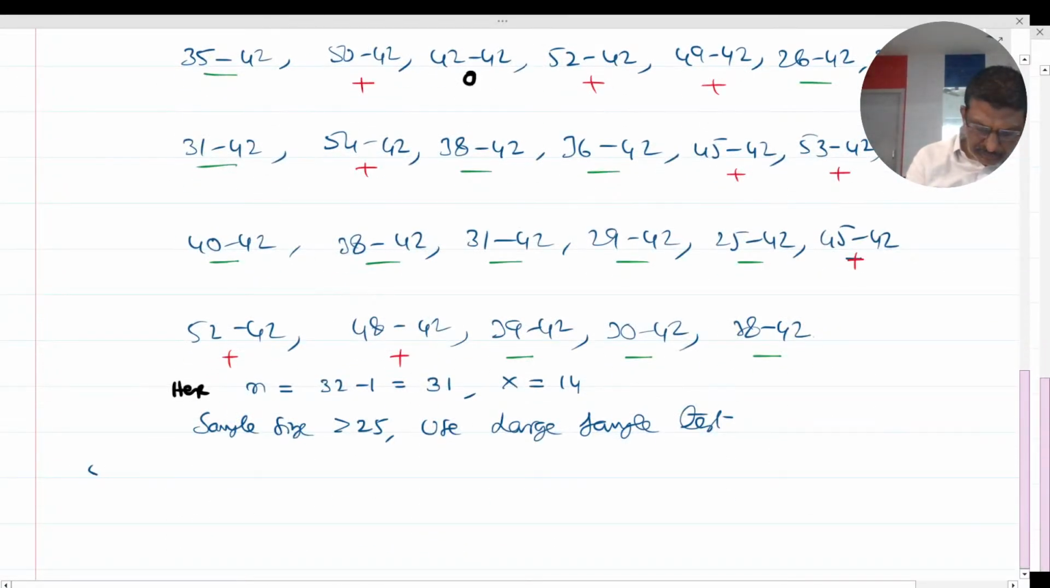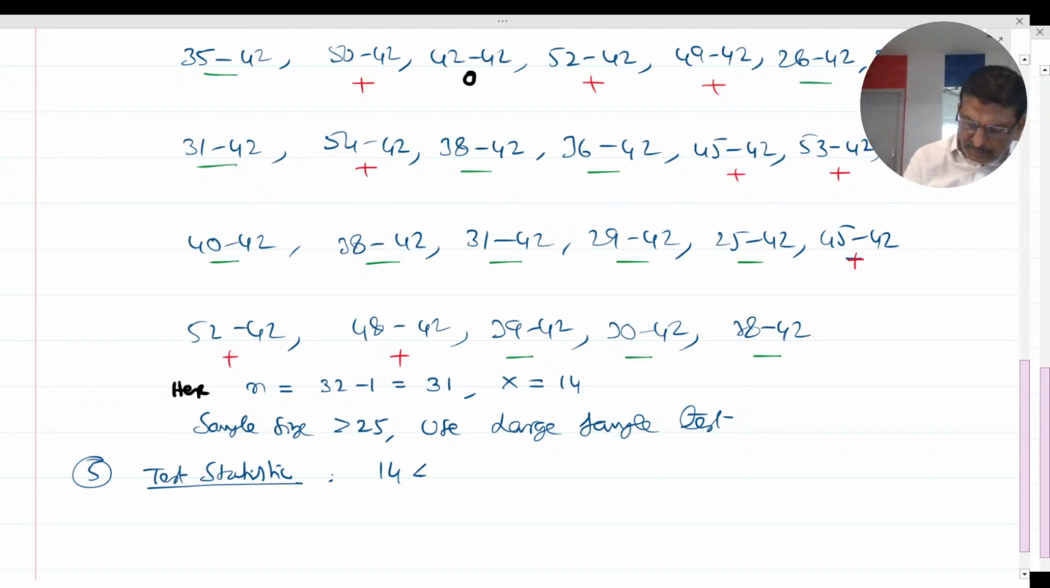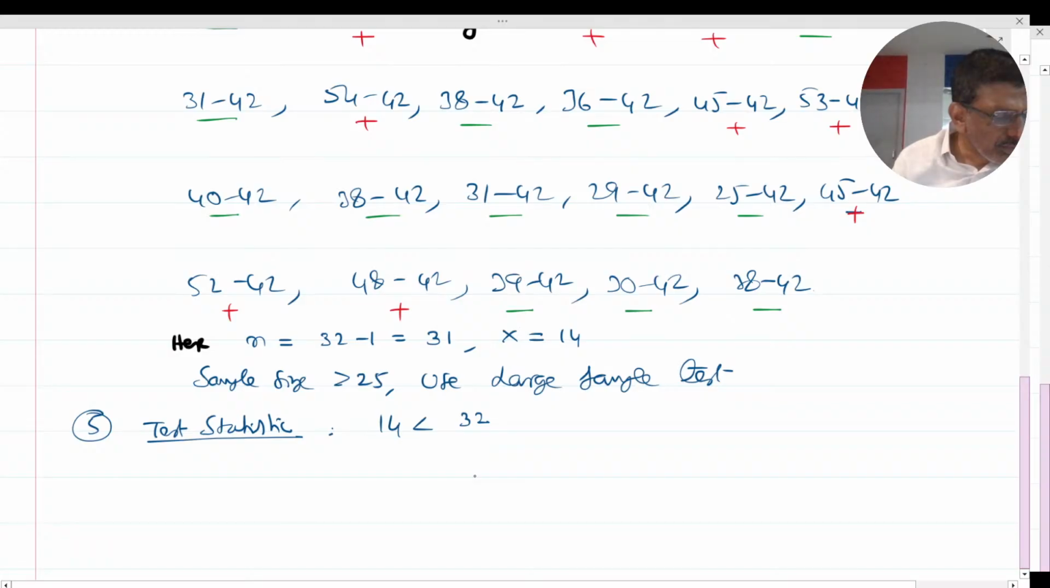Step number 5, test statistic. Now 14 is less than n by 2, that is 31 by 2, which is 15.5. Use the Z formula. If X is less than n by 2, use the first formula. If X is greater than n by 2, use the second formula.